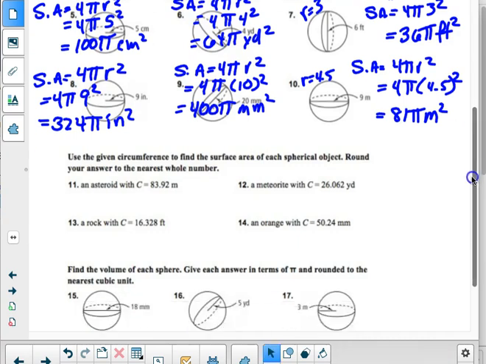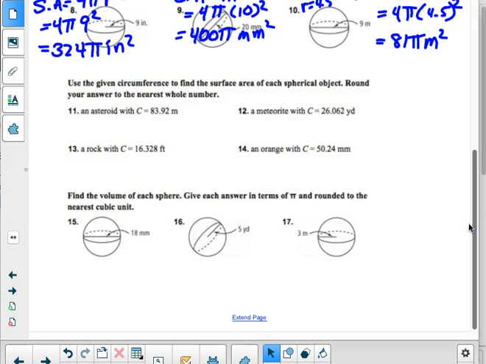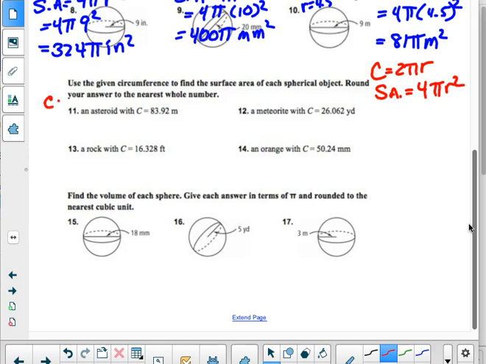Now, in this next section, use the given circumference to find the surface area of each spherical object. Round your answer to the nearest whole number. So in each one of them, I'm going to be working with C equals 2 pi r, and then SA is equal to 4 pi r squared. So for the first thing, I've got to use C to solve for r in order to continue to find surface area. First thing is find r. So I know C is equal to 2 pi r.